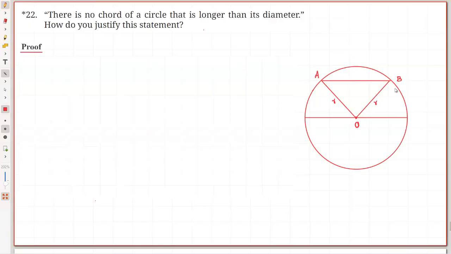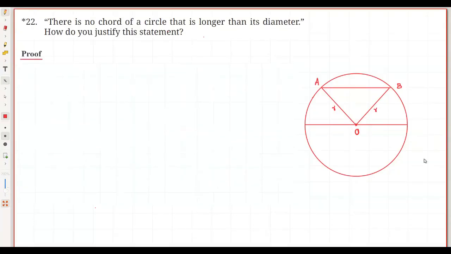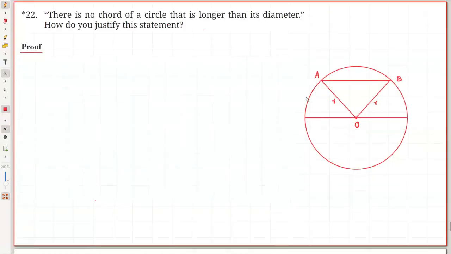If AOB is a triangle, we know the triangle inequality property: the sum of the lengths of any two sides should be greater than the third side. Here OA is the radius and OB is the radius. According to the triangle inequality property, R plus R should be greater than AB.